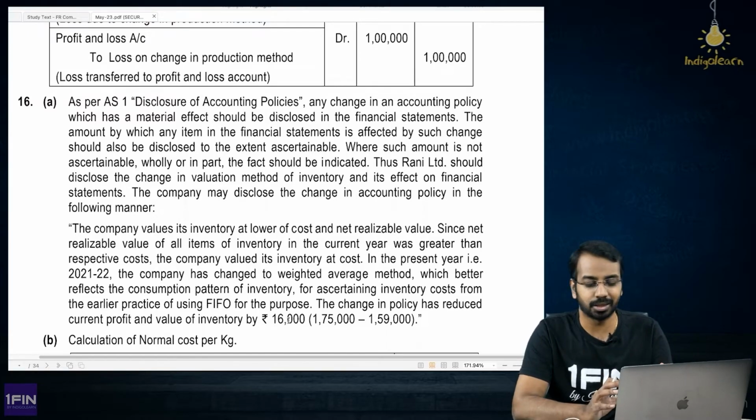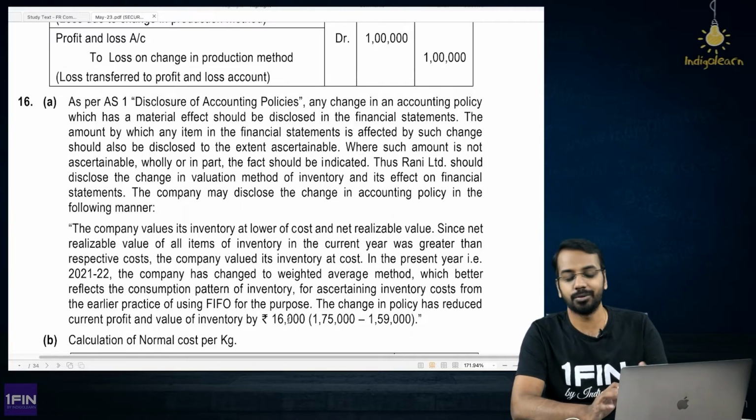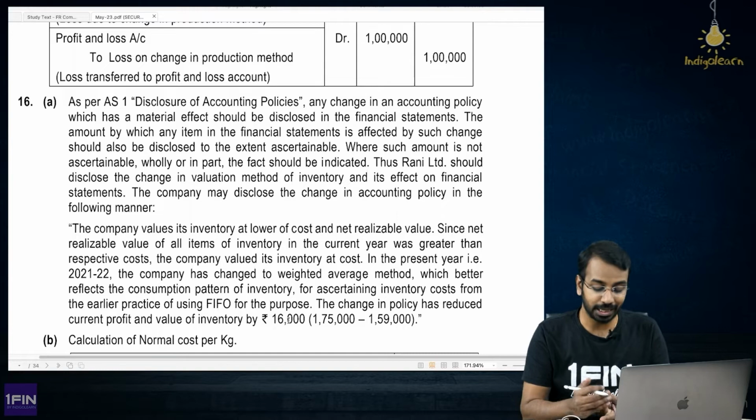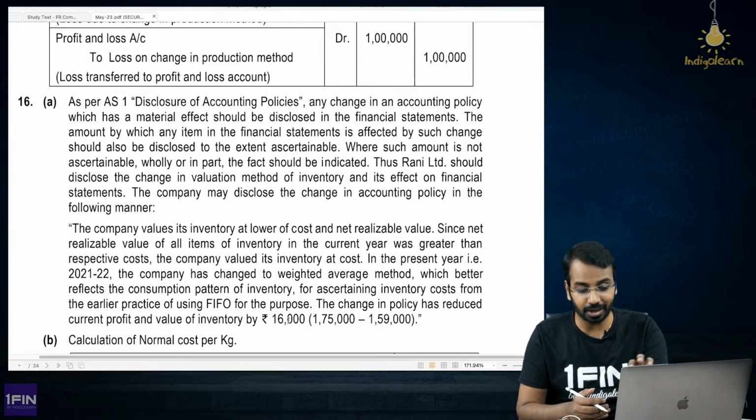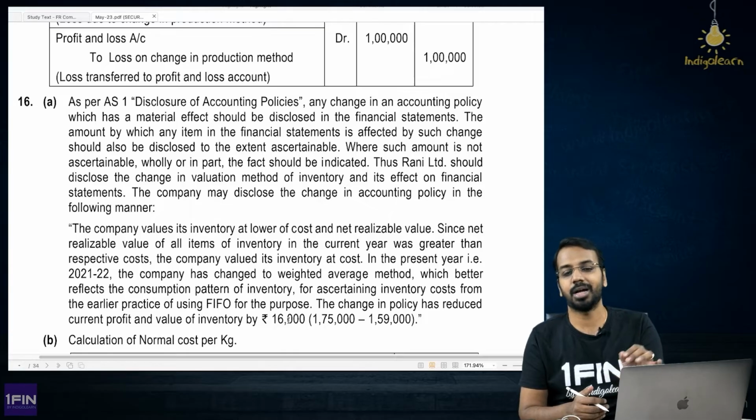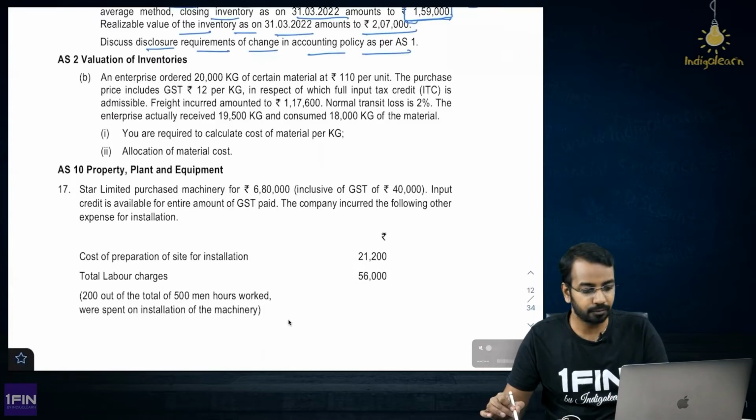See, this is one way of presentation, right? Exact words need not be reproduced. The essence is, if it is material, you need to disclose the amount, right? And when you're disclosing, you have to draft a paragraph which explains what was practiced earlier, what is practiced now, and what is the impact.